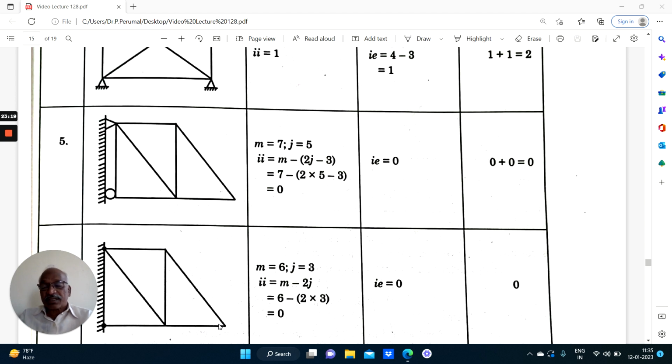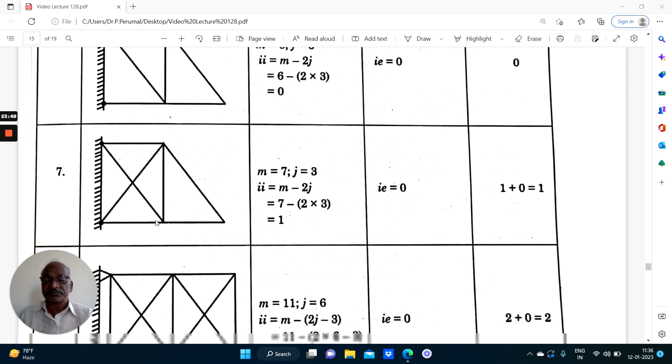Therefore, I equal to M minus 2J only, because it starts from a rigid base. So M minus 2J equal to 6 minus 2 into 3 equal to 0. Therefore, this truss is internally determinate and externally also determinate. This is a very important point to be noted in the examination or when answering questions. So both are determinate only.